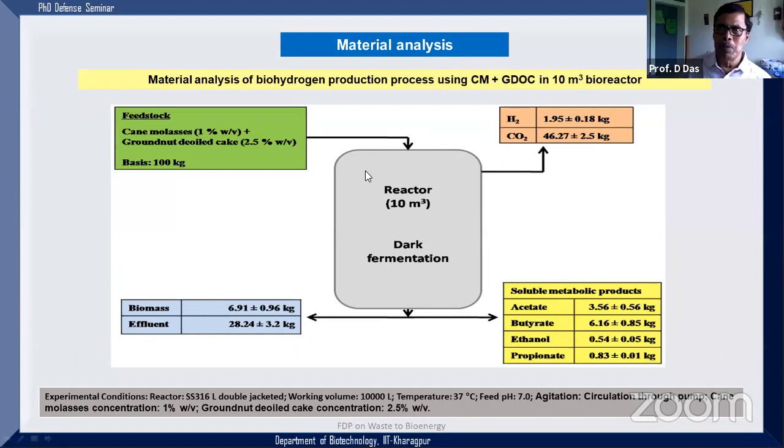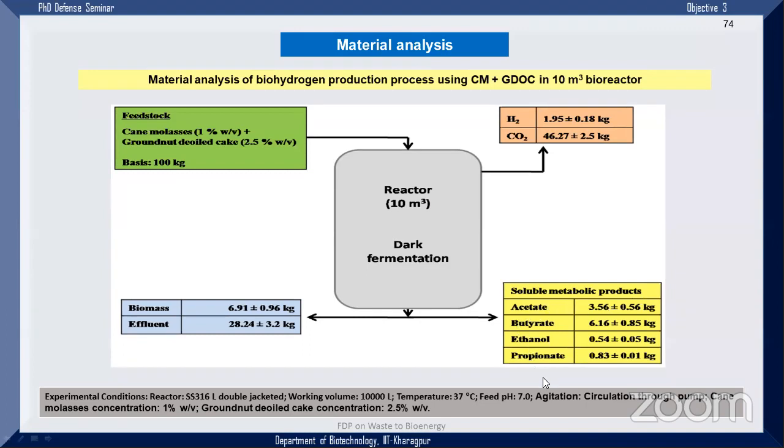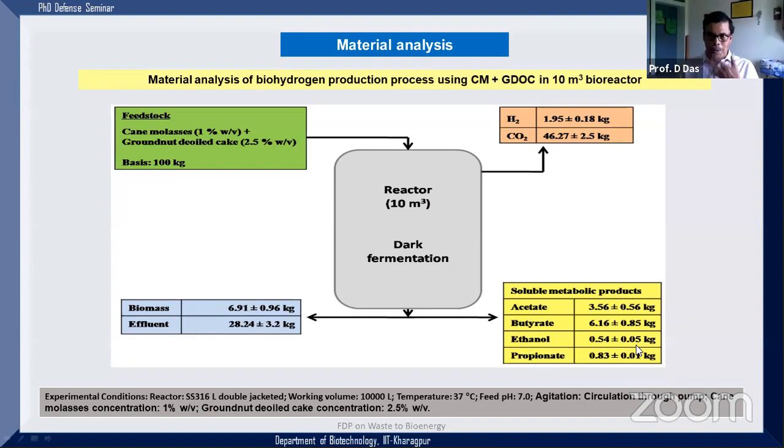And this is kind of material balance of this process, that from 100 kg of the feedstock, we can produce about 2 kg of hydrogen. And a lot of soluble metabolites we can produce. And I want to share with you that this acetate and butyrate can be easily used in the methanogenic reactor or anaerobic digestion reactor to convert it to methane and carbon dioxide.